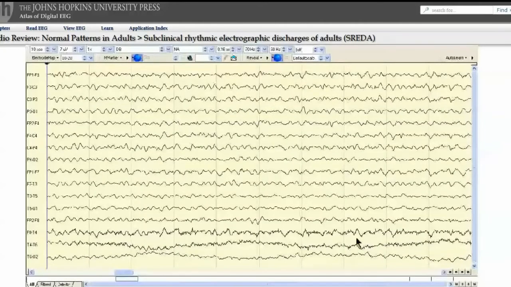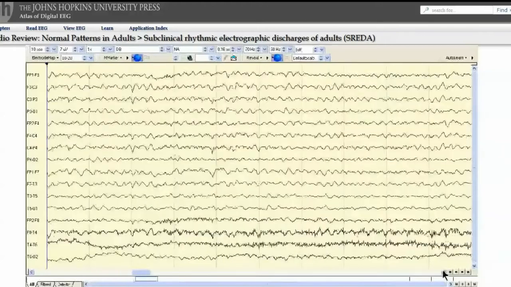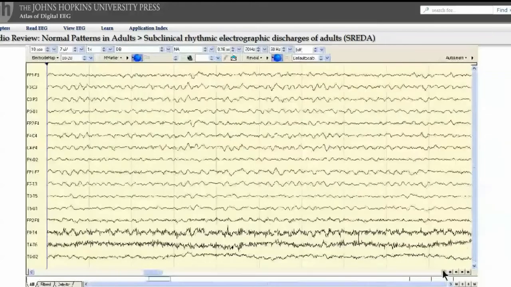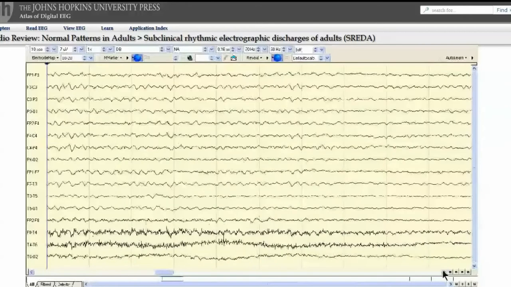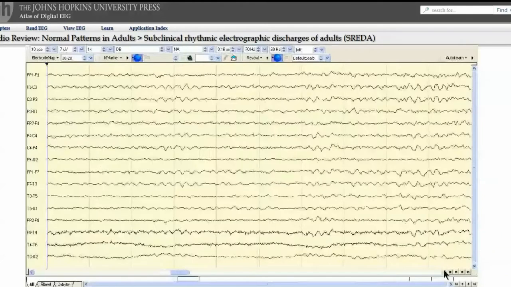This is known as SREDA, or subclinical rhythmic electrographic discharges of adults. This is a benign pattern which occurs in asymptomatic patients and represents an incidental finding in a patient referred for EEG. We can see that as this pattern abates, it returns to a drowsy pattern that was seen at the beginning of this EEG.